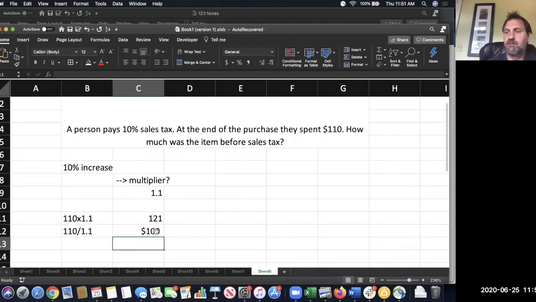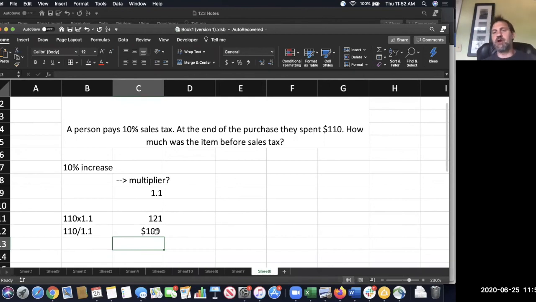Sometimes people want to just take 10% of whatever and then add it or subtract it. Half of the time that works and half of the time it doesn't. That's why that's not really a reliable process. That's why I'm giving you this other process, this multiplier process, where you build the multiplier and then you either multiply or divide.